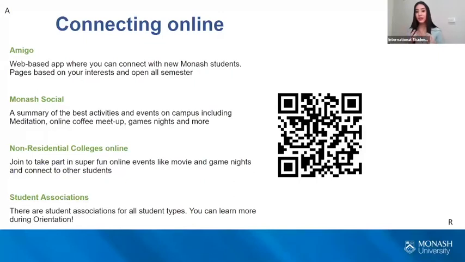The first one is Amigo. Amigo is really amazing. It's a web-based app where you can connect to students from all across the world that are all first years at Monash. So that's something I would really recommend you try. There's also Monash Social, which is a summary of all the best social events and activities on campus. So hugely helpful to know what's going on, on campus, online, I should say, on our online campus. And non-residential colleges online, which Naz will talk about in a minute.